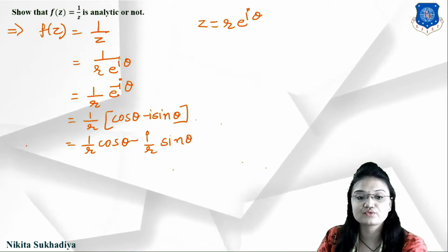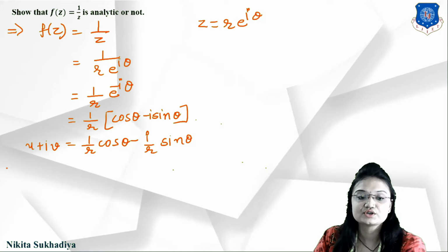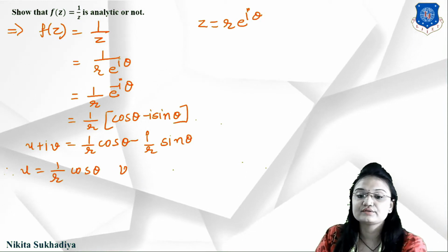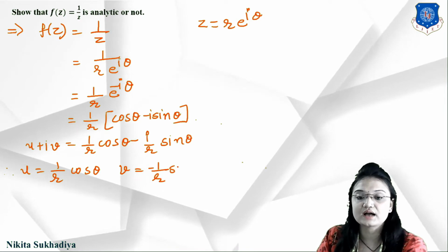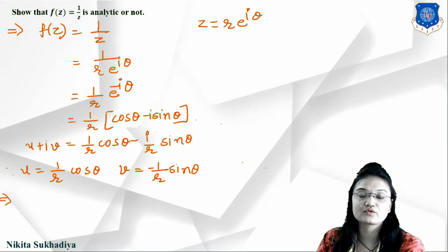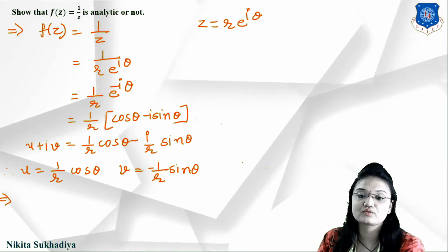Okay, so here we have the function u plus iv. So we can say that u is equal to 1 upon r cos theta and v is equal to minus 1 upon r sin theta. Here you can clearly see that our u is in the form of r and theta, and v is also in the form of r and theta.